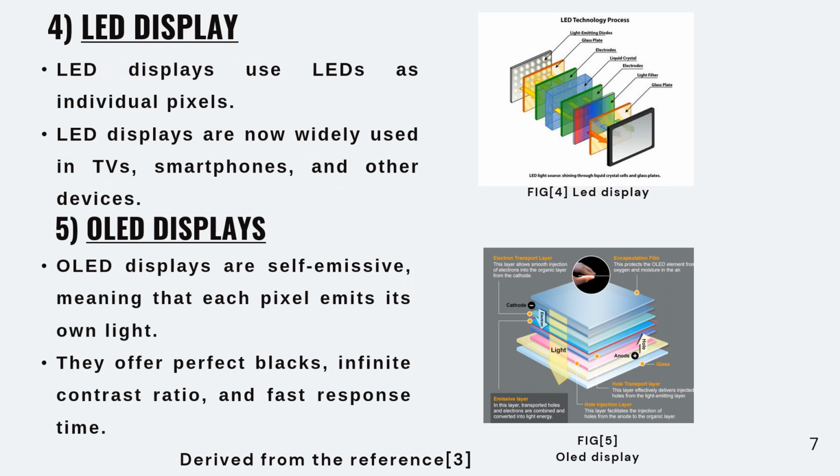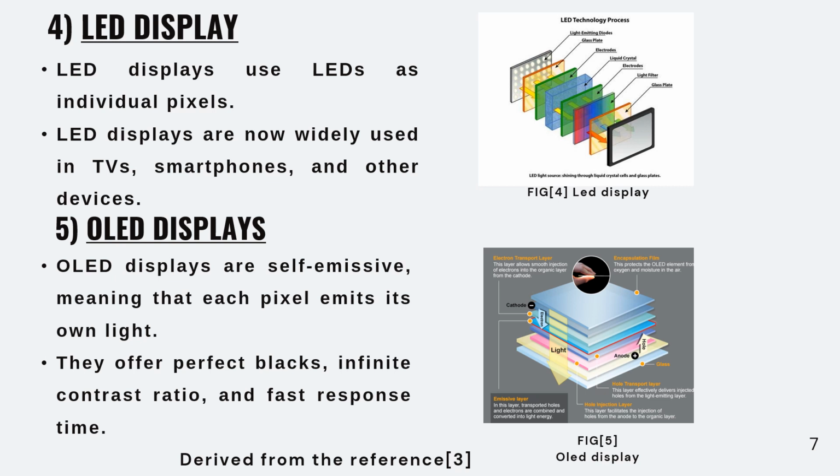And the fourth one is LED displays. LED displays use LEDs as individual pixels, and LED displays are now widely used in TVs, smartphones, and other devices. We can compare the LED displays with the LCD displays, but the purpose of both is the same. In the LCD display, there is a liquid crystal layer between the backlight, and the pixels are arranged in it. But in the case of LED displays, instead of liquid crystal, they use the LED. So the image quality will be clearer when compared to the LCD display.